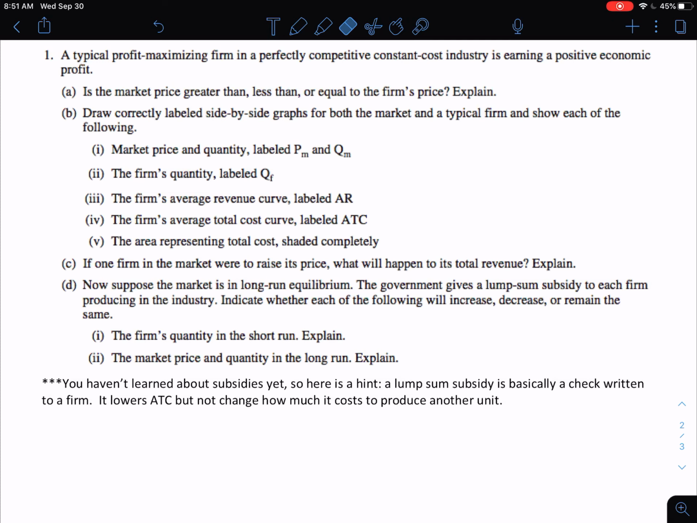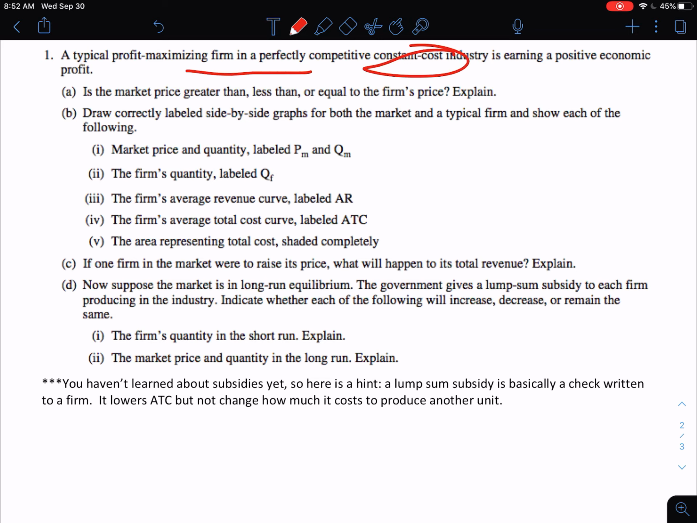Okay, so here is another practice problem that we can work on. A typical profit maximizing firm in a purely competitive constant cost industry is earning positive economic profit. Remember, constant cost means that as we produce more, the price is not rising. The supplies and all that sort of stuff. So that's what we mean by that. All right, so they're earning positive economic profit.